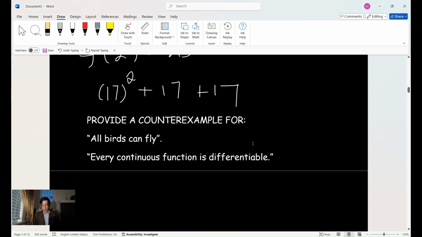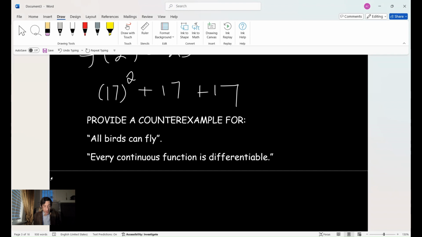All right, so here are two statements that I want you to provide a counterexample for. The first one, all birds can fly, and the second statement, every continuous function is differentiable. Pause the video and let me know. Think about it, put it in your notes.